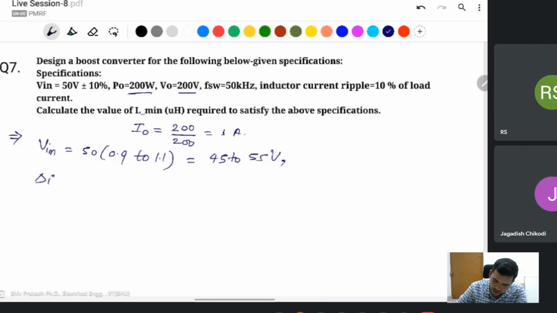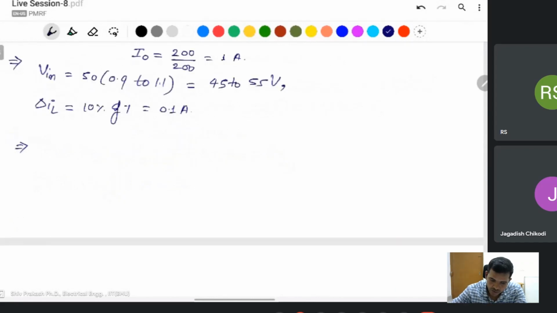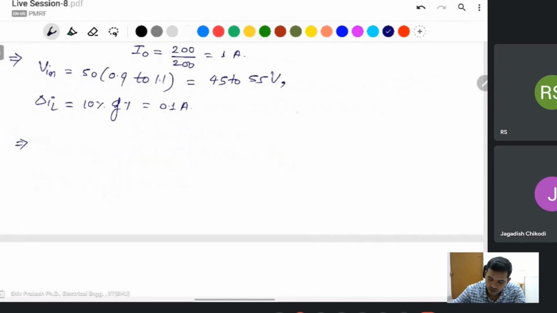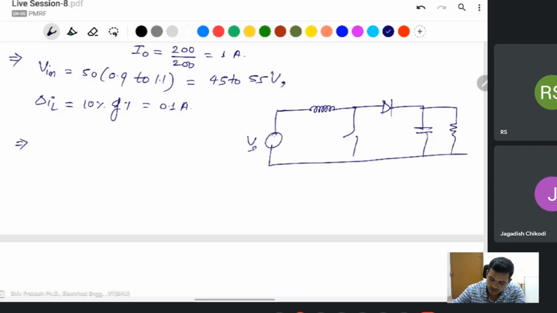Ripple current is given as 10% of the load current. 10% of I1 is 1 ampere, so 0.1 ampere ripple current. Boost converter, you know about the boost converter. The inductor current is proportional to the input voltage when the switch is on.